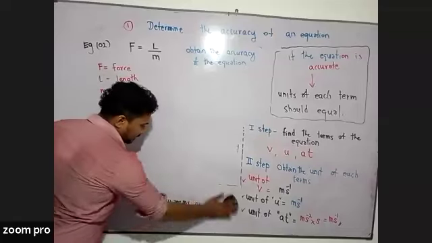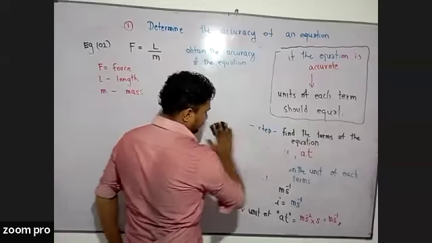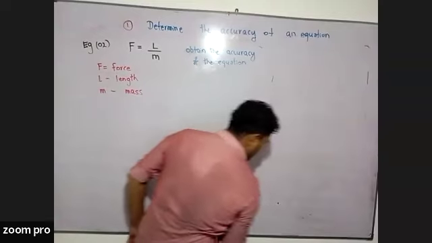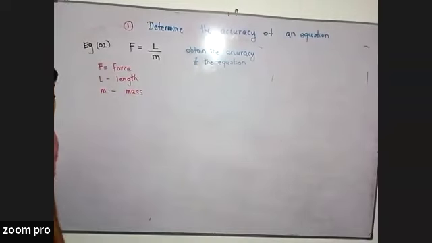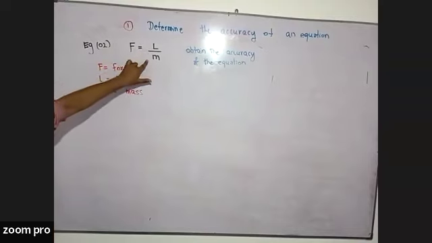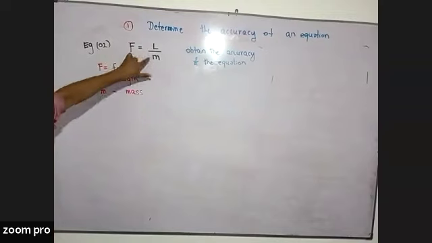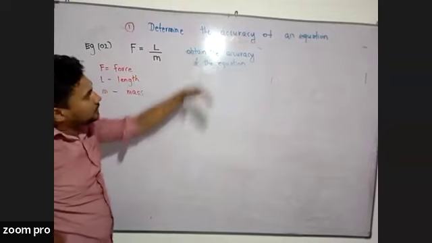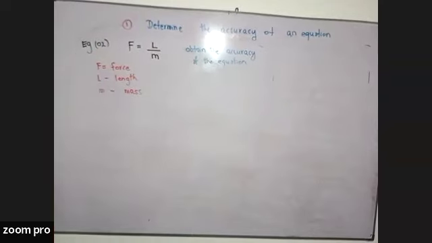Okay, so this is the second example. Now, in this question, you are given an equation as F equals L over M, right? F equals L over M. Here, F represents the force, L represents the length, and M represents the mass. Now, you have to check the accuracy of the equation. Okay, now it's up to you. Just find out the answer.